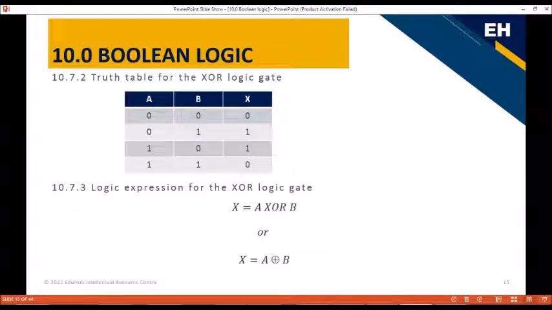The logic expression for the XOR logic gate is X equals A XOR B. The symbol of the XOR gate is a plus inside a circle. So you have A XOR B, as written on the slide.